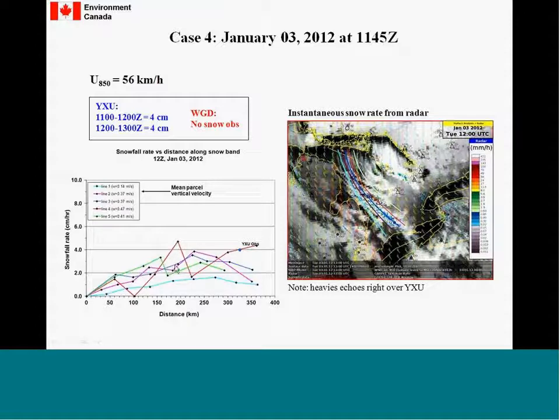You can see again the snow rate increases with distance, up to the shoreline. And look at the plane past London at this time. London is pretty consistent, 12.4 centimeters, 12 to 13. The algorithm produces less than 3 centimeters, so for this case it's an underestimate.